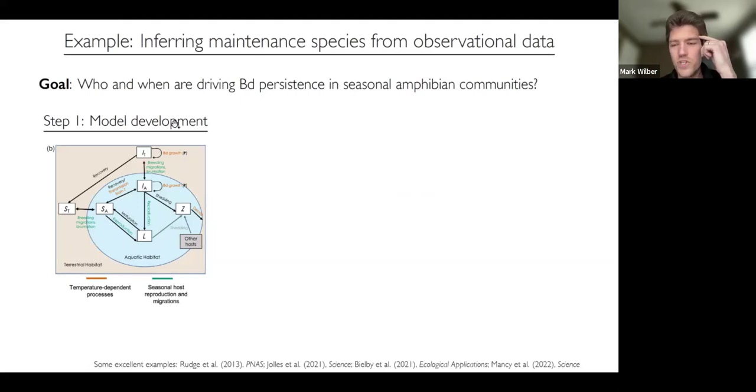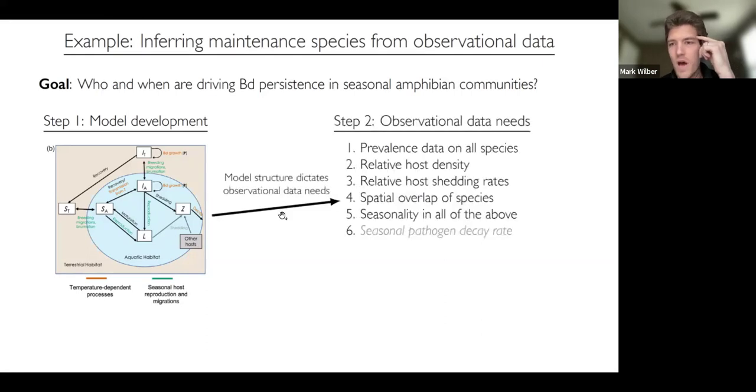So the first step that you just cannot avoid is model development, right? So asking a question about maintenance species is a causal question, so you need a causal model. And importantly, once you develop this model, the model structure is dictating your observational data needs. So in the case of our model here for this amphibian BD system, it's telling us that we're going to need prevalence data on all species, relative host densities, relative shedding rates, spatial overlap, and seasonality in all of these data streams. These are things we can collect in the field.